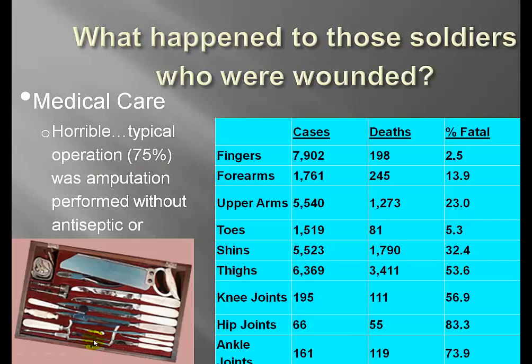The medical care was horrible. There was no antiseptic. Soldiers were just thrown on a table, and amputation was the common course of action for any wounded limb at all. And you can look at the numbers here. But actually, it was diseases and infections which really caused many of the deaths of the soldiers in the Civil War. There were not the medical facilities as we know of now.